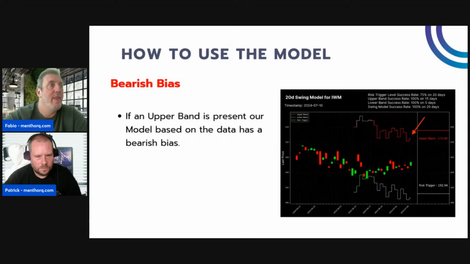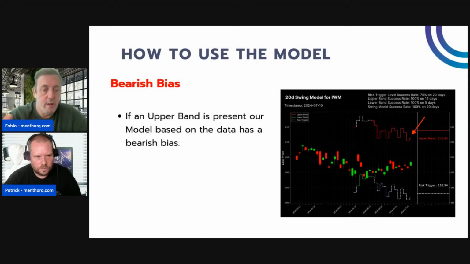So the model is broken down into three levels. We have our upper band, our lower band, and our risk trigger. The upper band is the one that you see in red and will always be at the top of the chart. So if you see an upper band and you see a red color, again, it not only is going to give you a volatility band for that period, but it's also going to give you a bias by looking at the direction.